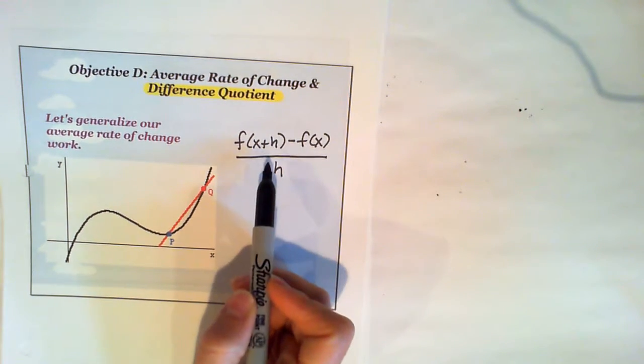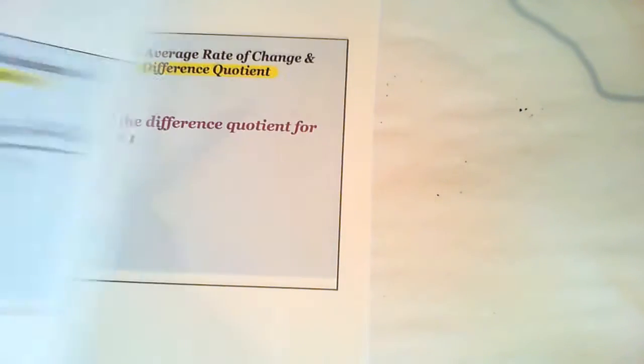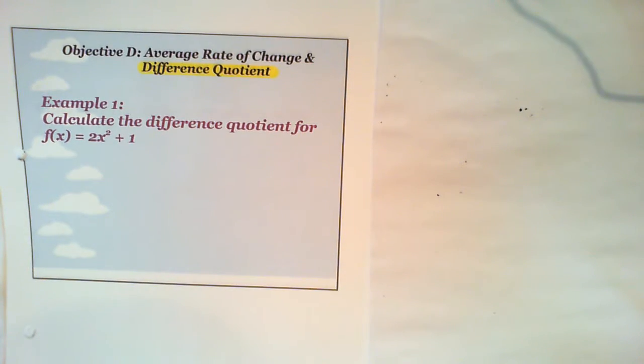So this is just another way of writing the average rate of change, but it's a formal definition, and it's called the difference quotient. So let's do an example using the difference quotient.